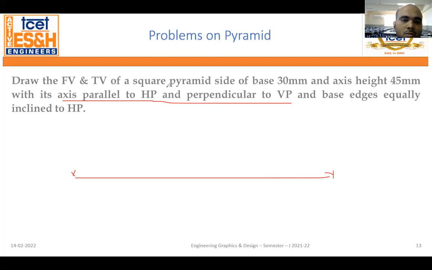If I'm seeing as an observer, then I'll be getting it in this way. I'll show you this. The axis will seem to be like a point in the case of a front view, isn't it? In the case of a front view, will the axis seem like a point or not? Yes or no?